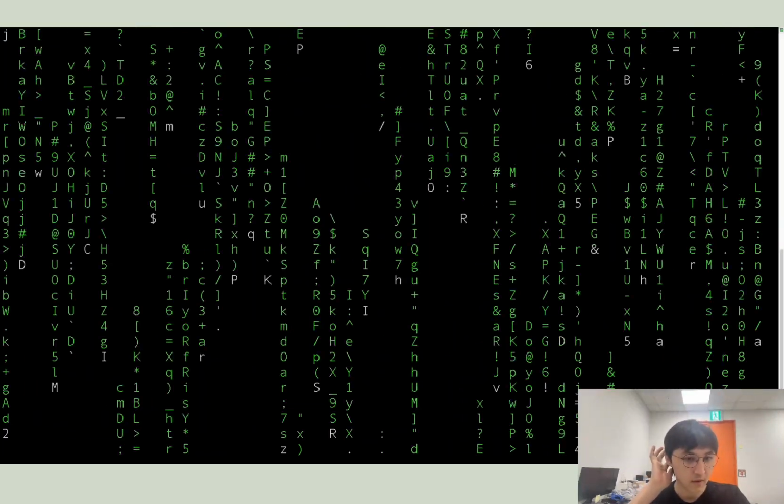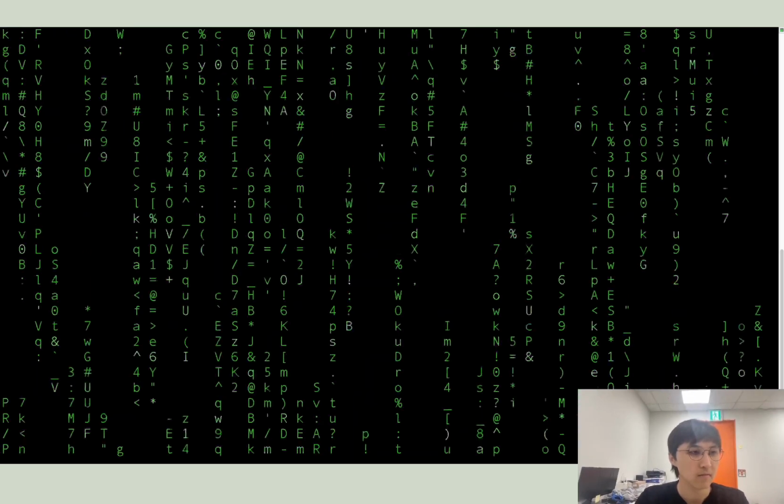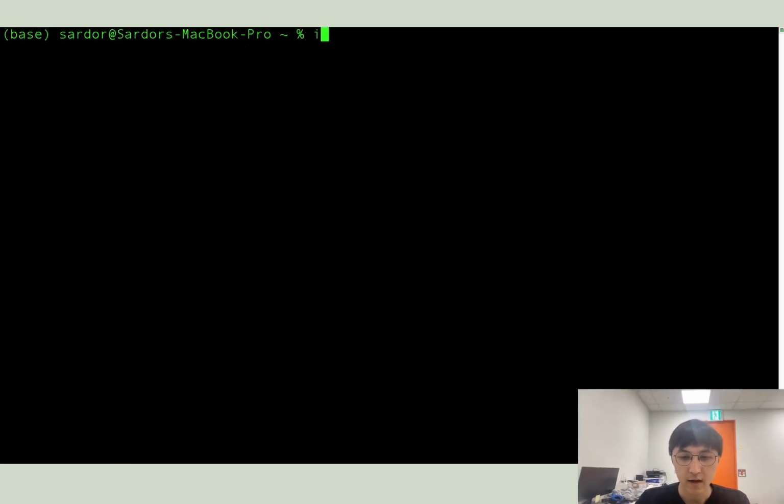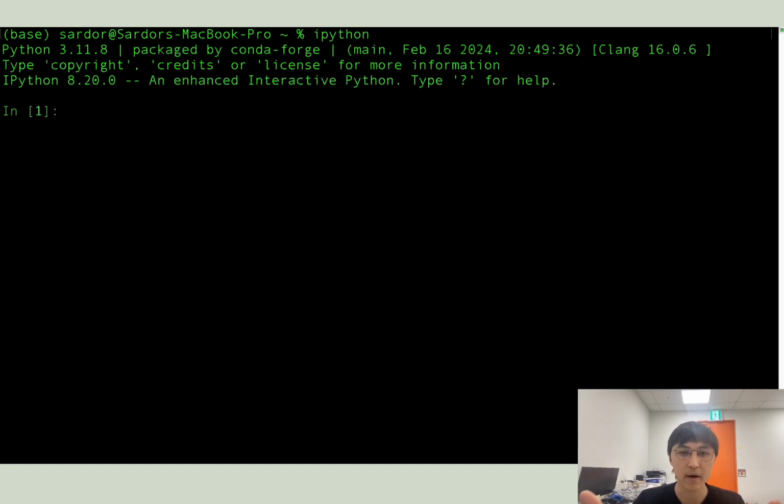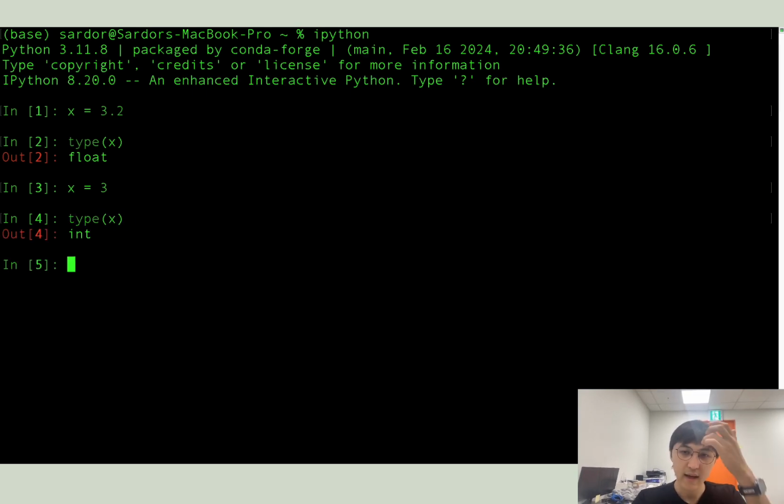I will activate IPython. It is just normal Python, but in the terminal. The data type may be int or float, it depends. I assume you know that if I say x equal to 3, it is an integer. In Python, the maximum number this data type can represent, if I don't mistake, is 3E308.